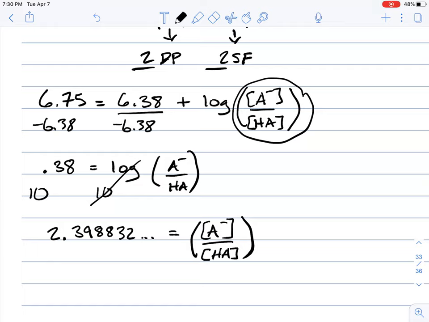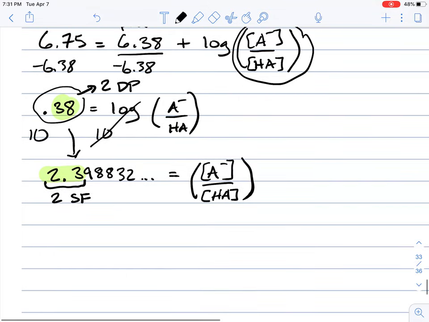Okay. And since we're going from a p-value back to concentration, we need to think about significant digits. Here, there are two decimal places, because remember, this value, the difference, stemmed from the difference between pH and pKa. And so what that means is that we need to report only two sig figs. And so the ratio is going to be 2.4.